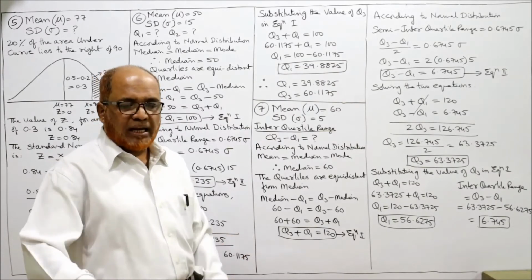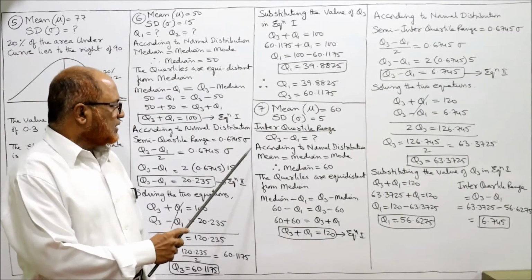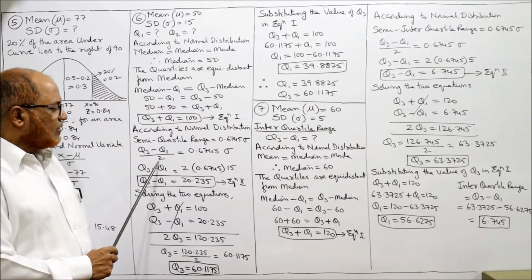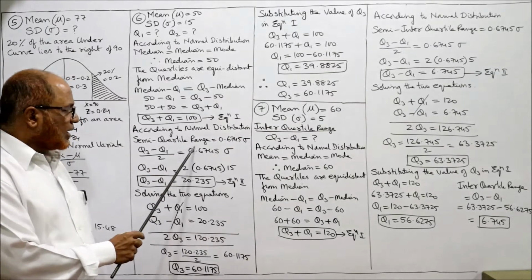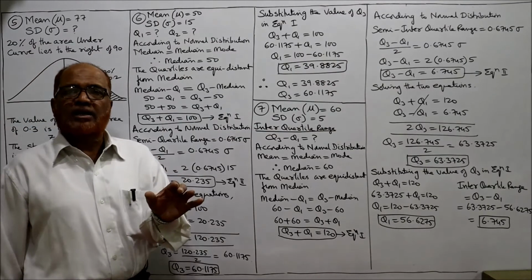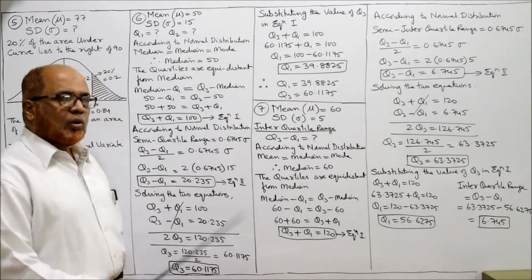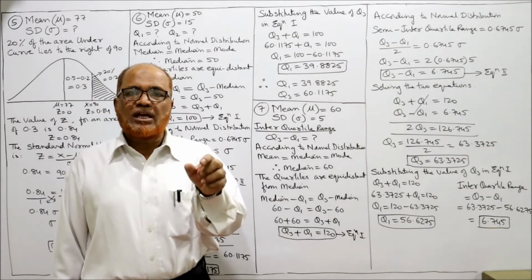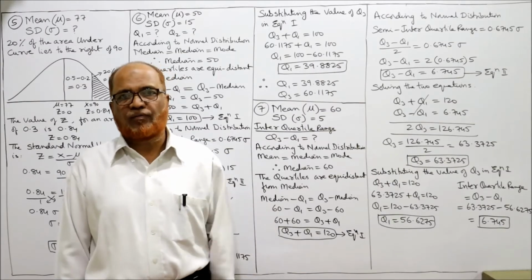Find the interquartile range. See here, semi interquartile range means Q3 minus Q1 divided by 2. Q3 minus Q1 divided by 2, this is the semi interquartile range. If you want only the interquartile range, then don't divide it by 2. Only Q3 minus Q1. Q3 minus Q1 is called the interquartile range. That's what we have to find out.